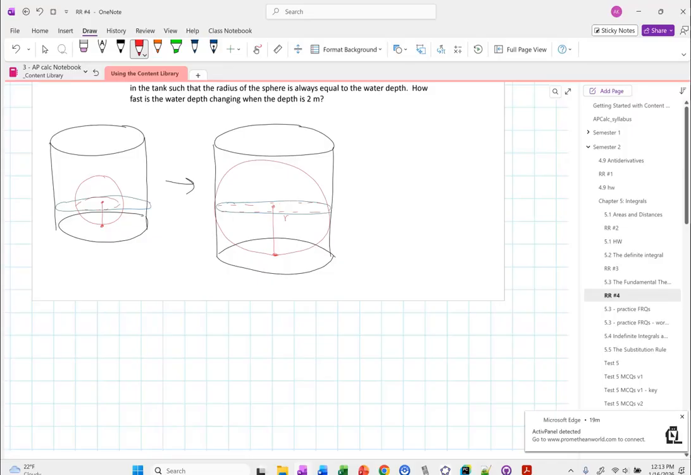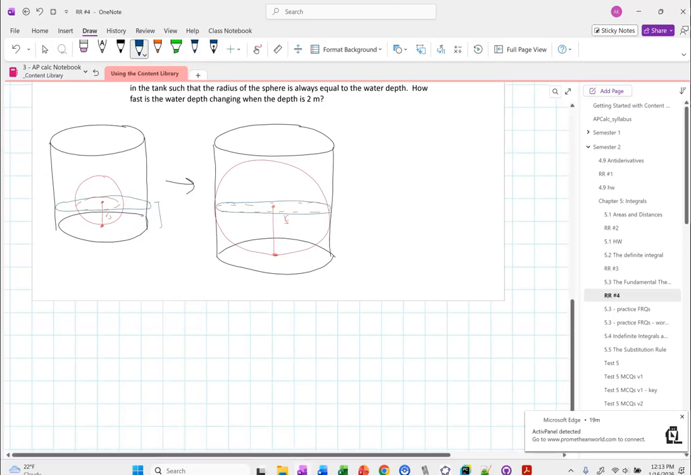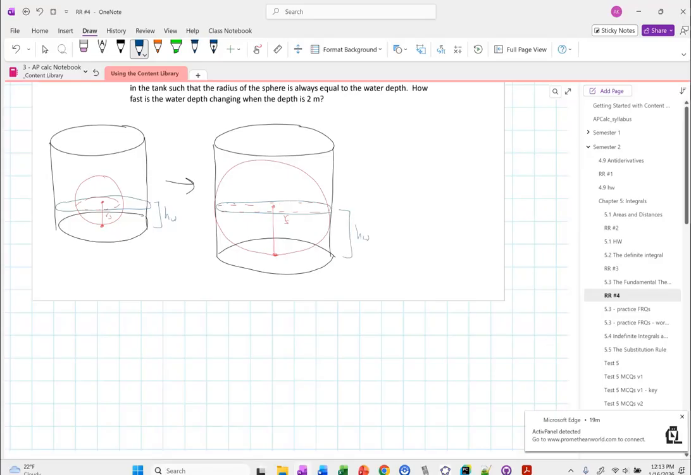Okay, so as the water is getting deeper, the sphere is expanding. Is everybody okay there? So call that the radius of the sphere, and I'll call this the height of the water. Is everybody okay there? So let's start identifying some parameters.